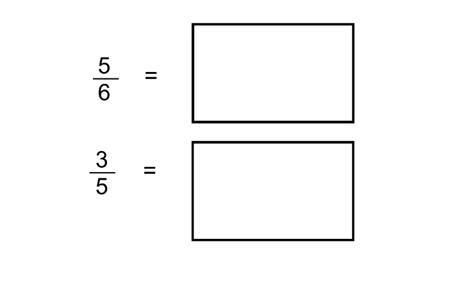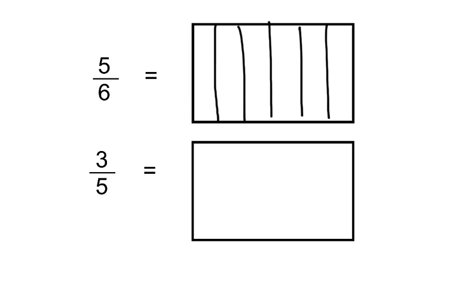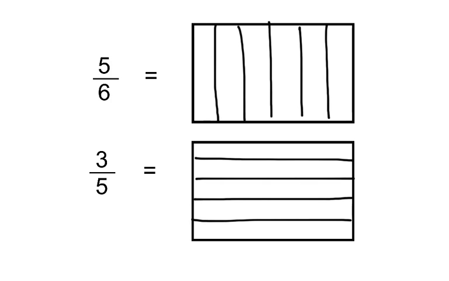So first thing we're going to do is on our first model, each one of these rectangles of course represents one whole, and on our first model we're going to split it up into 6 pieces. So we're going to draw these lines vertical. So I have 1, 2, 3, 4, 5, and 6. So I have 6, and on my next sample, I'm going to draw fifths. And I'm going to make these lines horizontal.